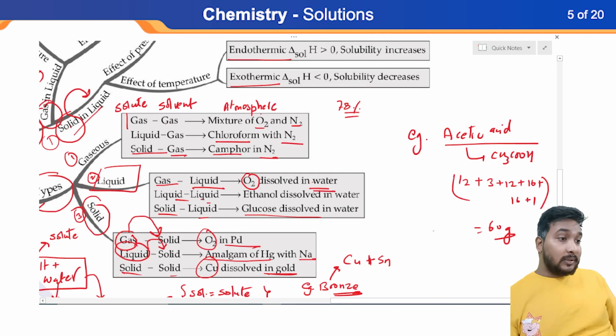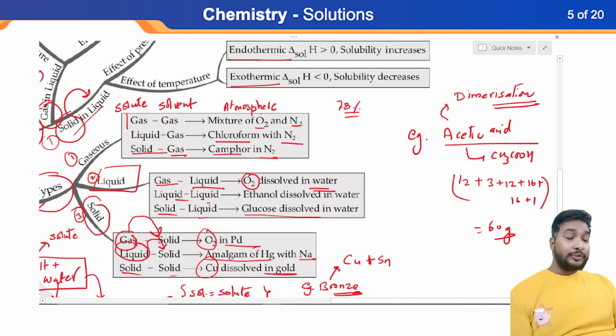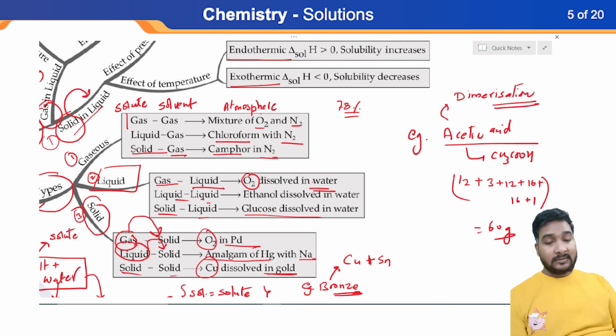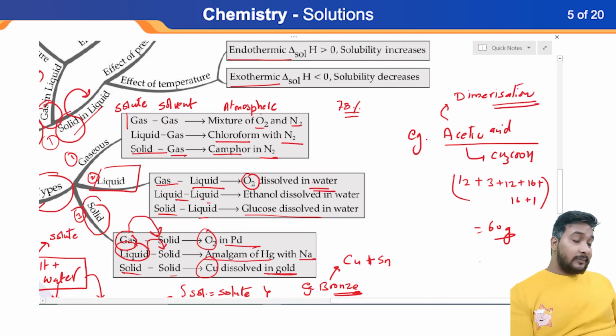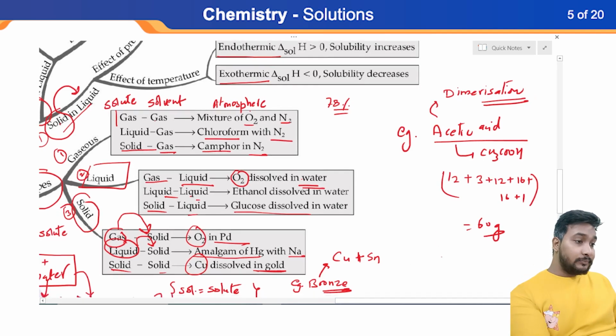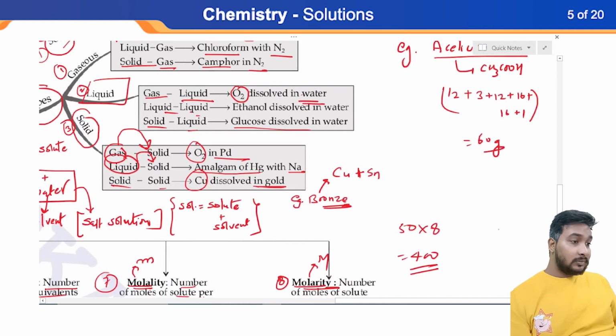Clear? Now, there is one property in acetic acid called dimerization. This is a very unique property in all kinds of acetic acids or acids having COOH group, called dimerization. And what dimerization is, let me show you. Let me extend this page. Just wait.